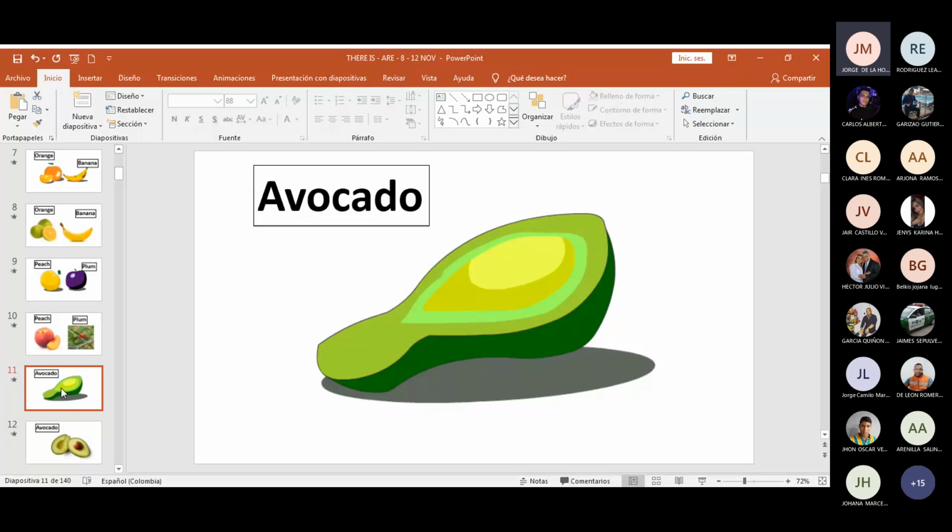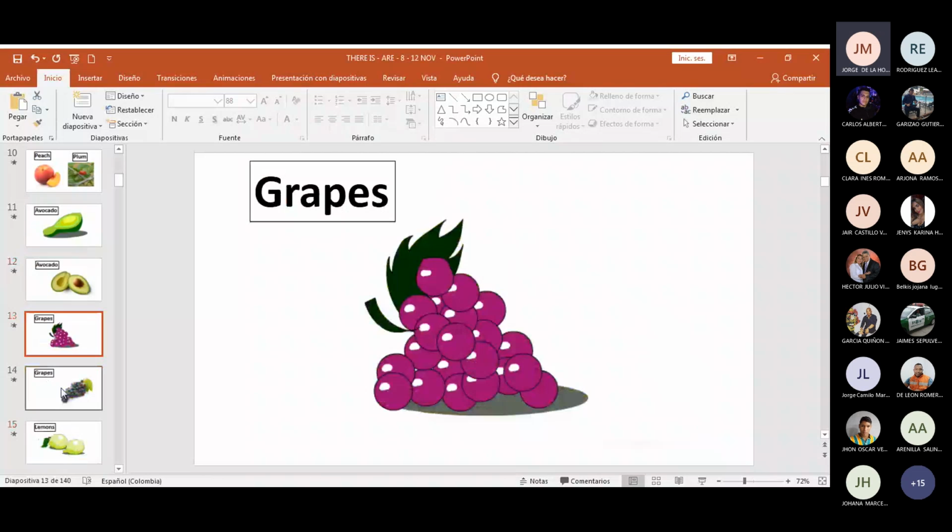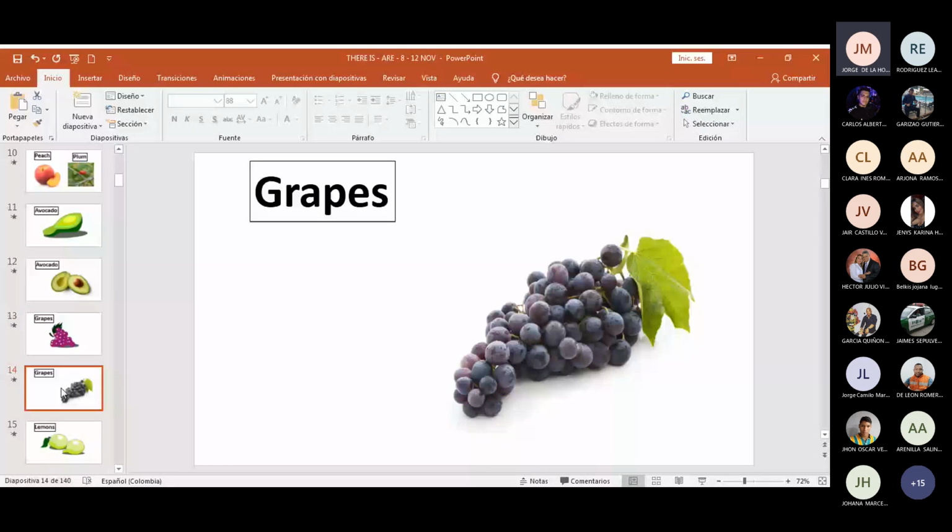In Spanish, avocado: aguacate. Very good. Avocado in a salad, avocado salad, also is very delicious. And here we have the grapes, students. Uva. Of course, very delicious.